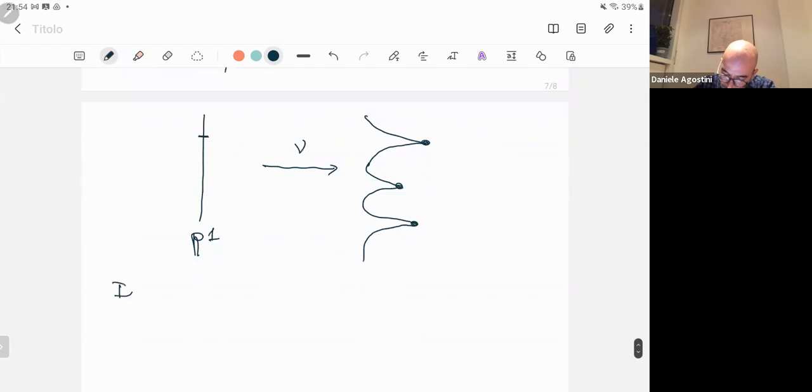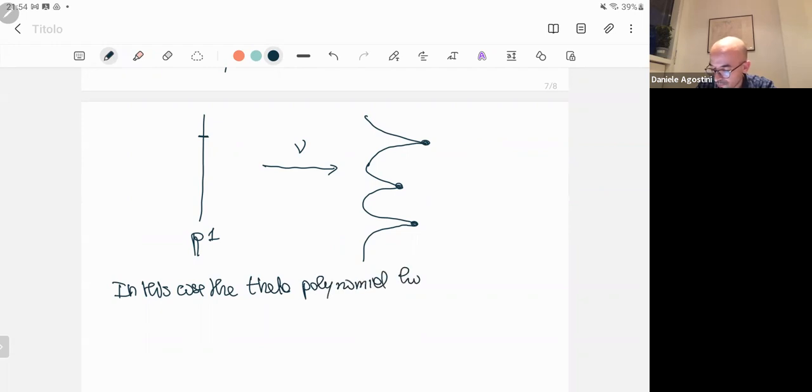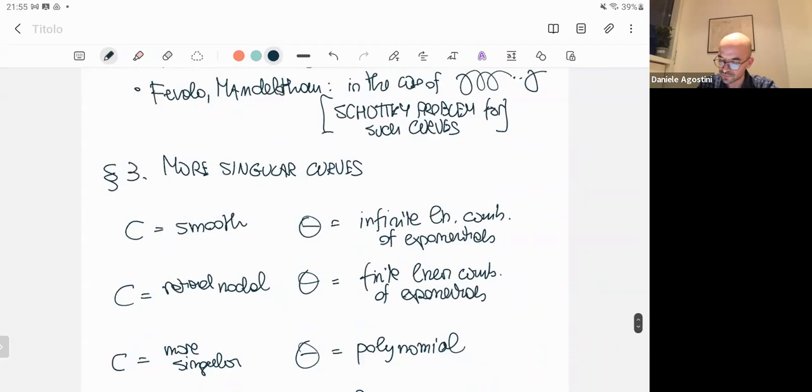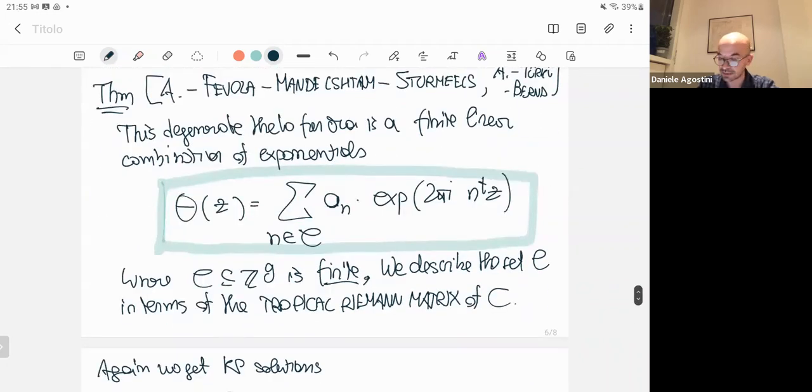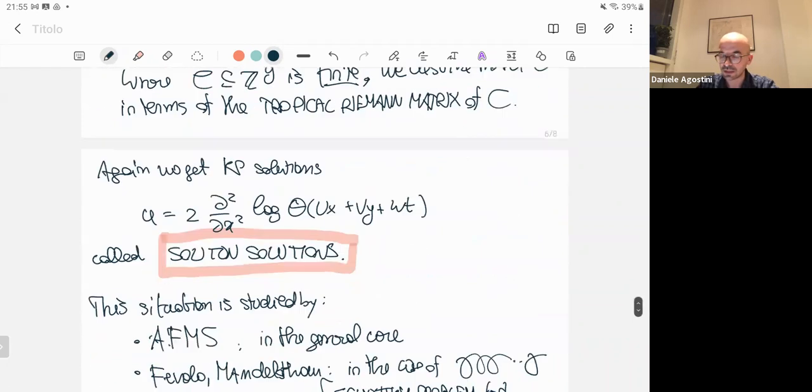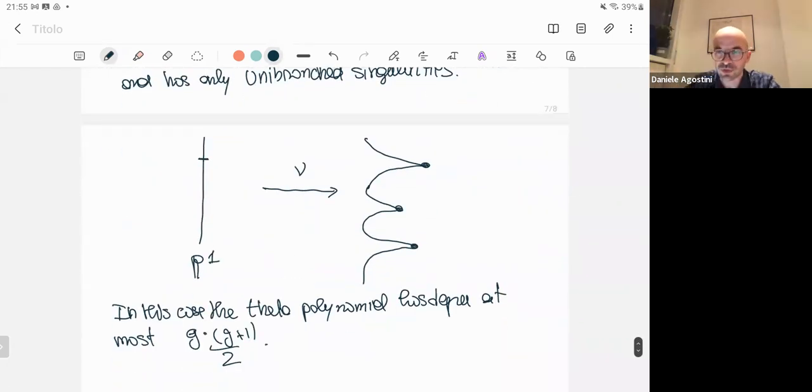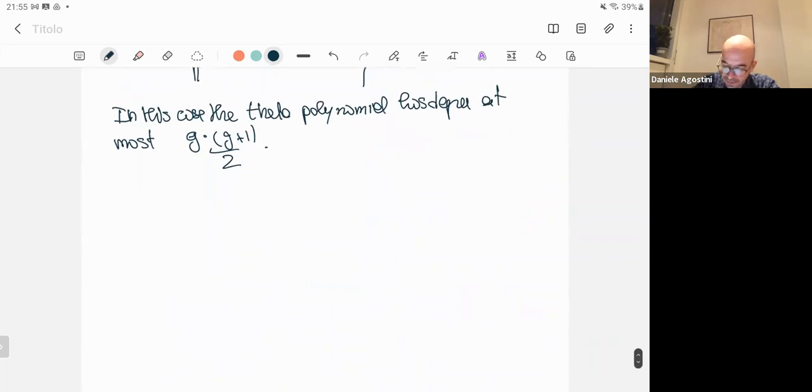One harder result is that in this case, the theta polynomial has degree at most g times g plus 1 over 2, where g is the arithmetic genus. So this gives a bit of a parallel to the result from before. In the result on rational nodal curves, we can describe the support of this theta function somehow. And here we can say something on the support of the polynomial. We can say the degree of the polynomial. So let me conclude with an example that maybe clarifies this phenomenon.